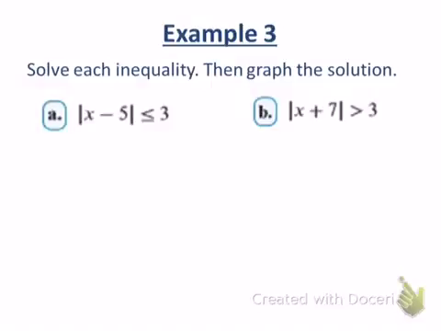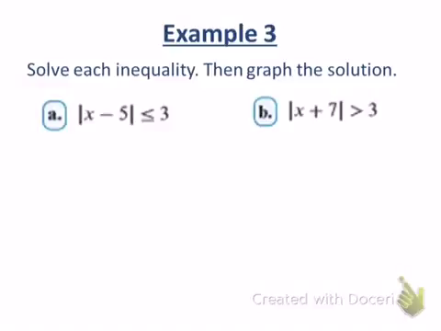Could we make the 5 positive if we made the 3 negative? No, you cannot change the sign of what's inside the absolute value. They could both be negative, and you're still not going to change the sign. That changes the output, or the result, of the problem.